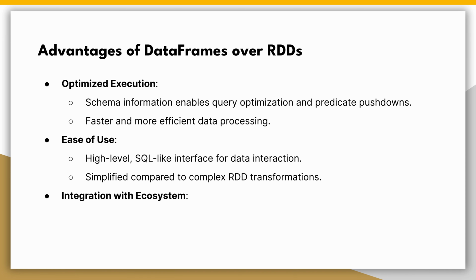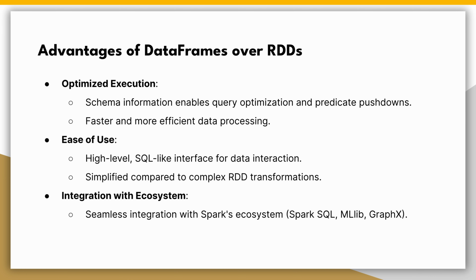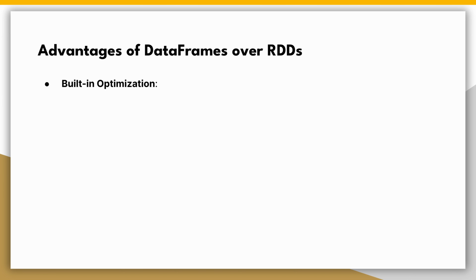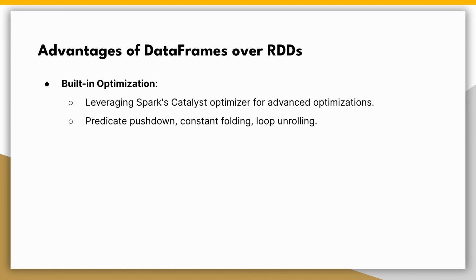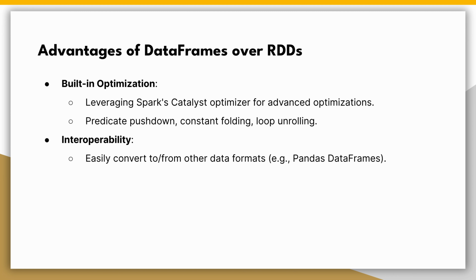Third, integration with ecosystem. Data frames seamlessly integrate with Spark's ecosystem, including Spark SQL, MLlib, and GraphX, enabling users to leverage various libraries and functionalities. Fourth, built-in optimization. Data frames leverage Spark's Catalyst Optimizer, which performs advanced optimizations like predicate pushdown, constant folding, and loop unrolling. Lastly, interoperability. Data frames can be easily converted to and from other data formats, such as Pandas data frames in Python, enabling seamless integration with other data processing tools.